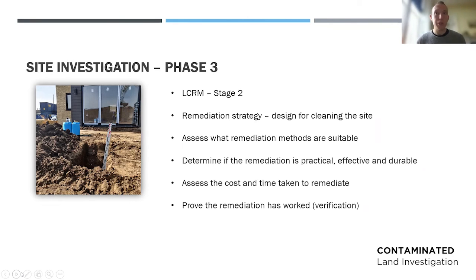Some of the chemicals that we use can break down hydrocarbons for many years. The strategy will also consider which option is most cost-effective. A method which isn't perfect but is affordable is better than one which removes all contamination but won't happen because it's too expensive for the development to be viable. The phase 3 will also include testing once the remediation has been completed to prove that it has worked. If a site is going through planning, the local authority will want to see proof that the site is now safe. You can't simply do some remediation and say, oh, it's fine, I've done the remediation. You need to do further testing, further work to prove that it's okay.